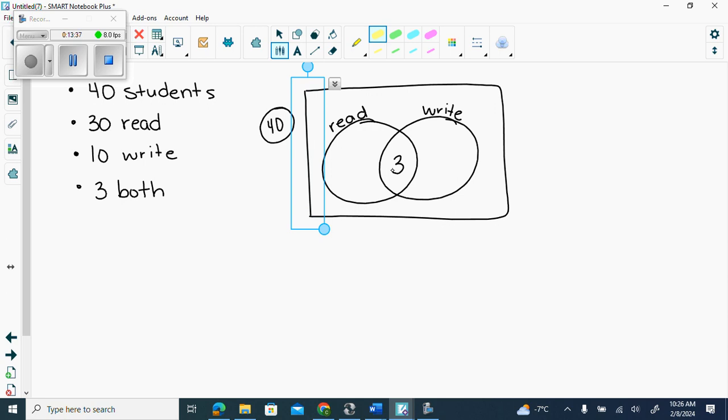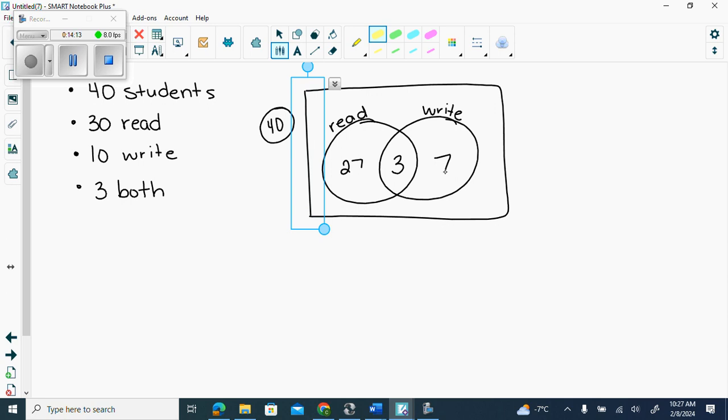Why do we have to start off with the middle? Yeah. Because then you can subtract it from both sides. Right, because we already have 3 reading, right? They happen to be writing as well because they're super cool English people, but they still are reading, right? Okay, so we have 30 who read. So in the read circle, I need to have 30. So how many read only? 27. Okay, what about writing? There are 10 who write. So how many write only? 7.